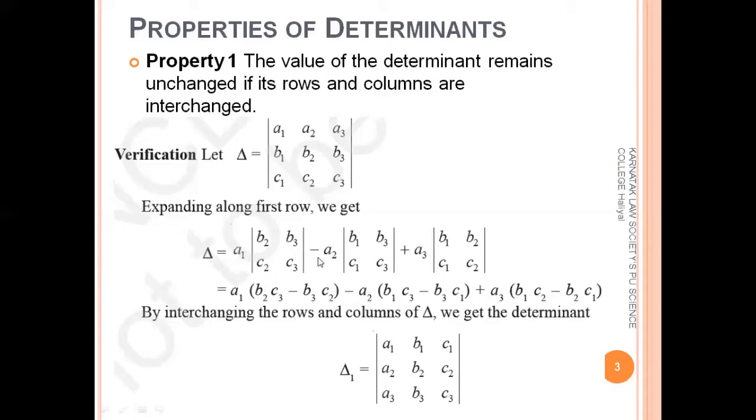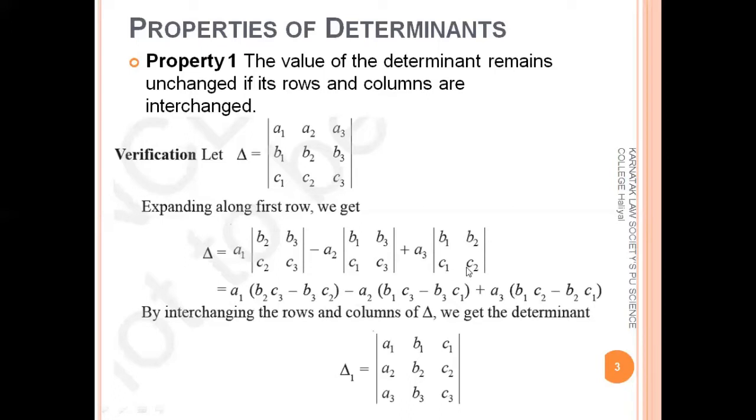and minus A2. Why is it minus A2? Because it is the element present in the first row and second column. So 1 plus 2 is 3, which is odd, that's why minus A2. And again you need to delete the row and column containing that element. You will get the second order determinant B1, B3, C1 and C3, plus A3, with B1, B2, C1 and C2.